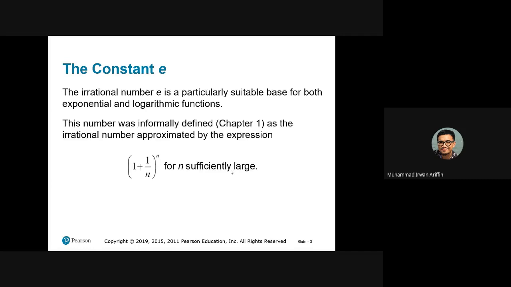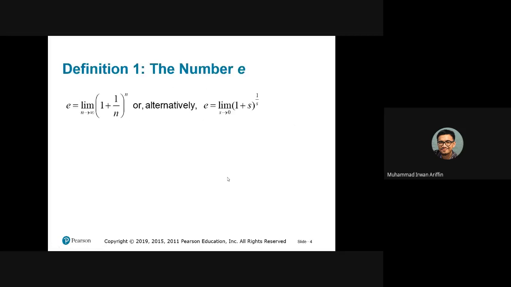We have already defined the exact value of e, which is (1 + 1/n) to the power of n, for n that is sufficiently large. We are applying the concept of limit. As n goes to infinity, this term approaches a constant number.